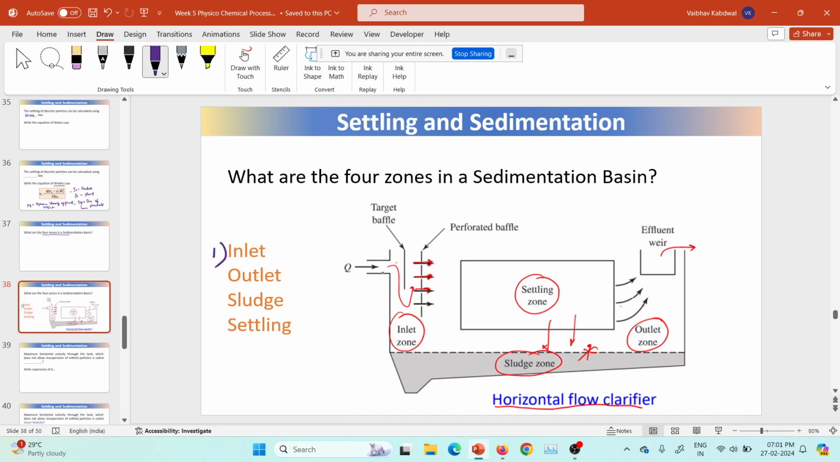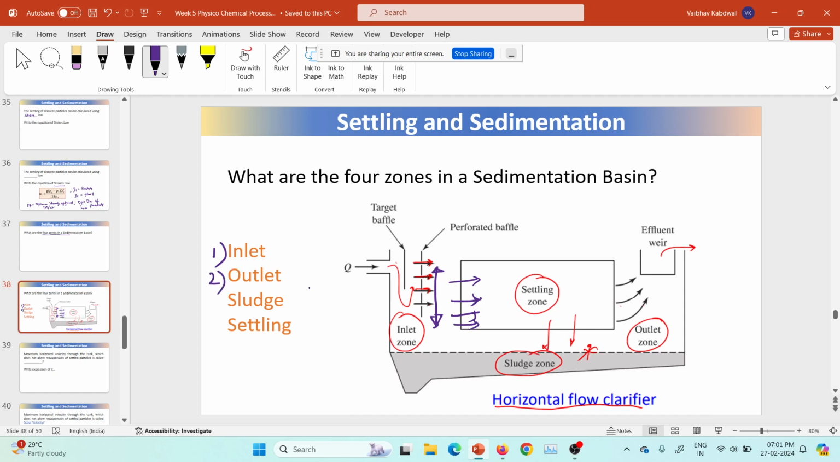The inlet zone is where the water enters. Water cannot enter suddenly and directly here, so we have to provide an arrangement in the inlet zone so that it can distribute the water throughout the depth. We can see here the water is distributed throughout the depth so that constant velocity is maintained. This is the work of the inlet zone.